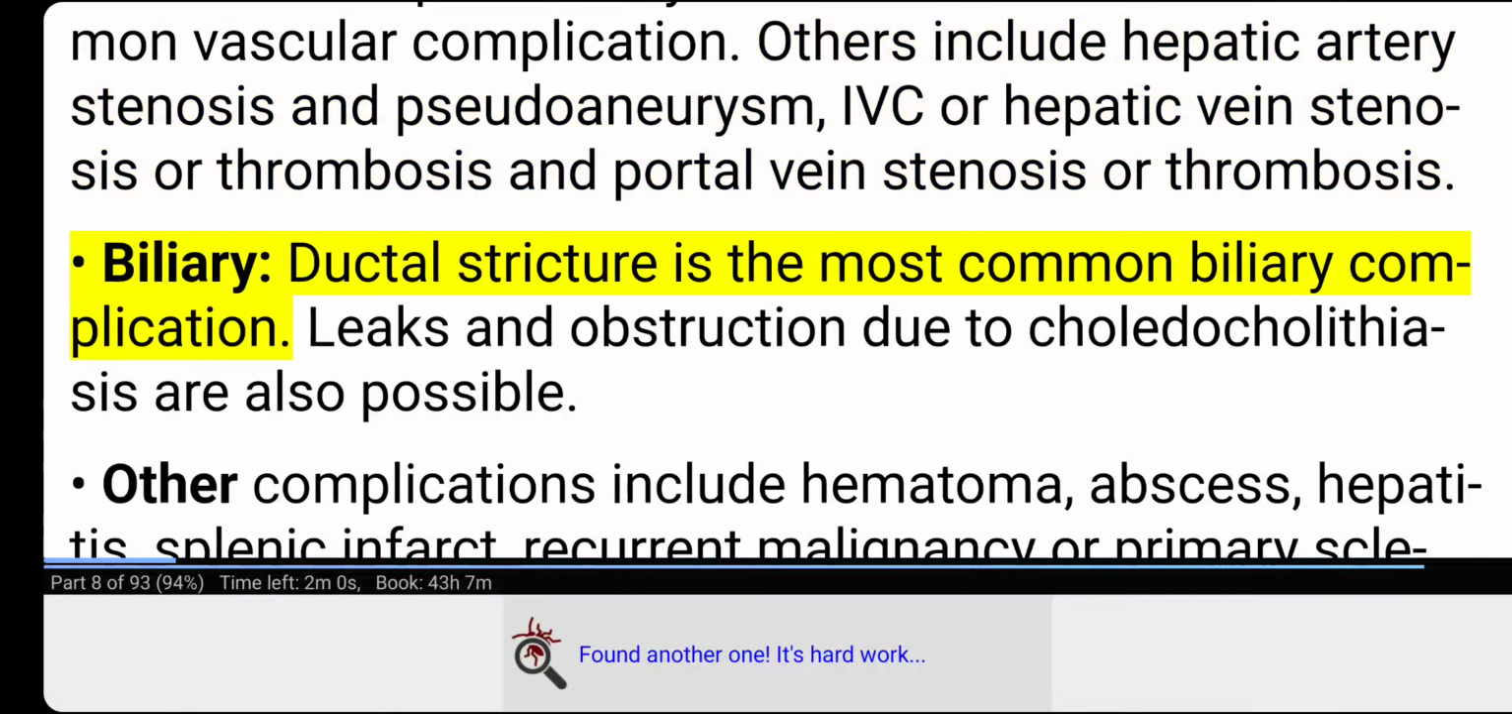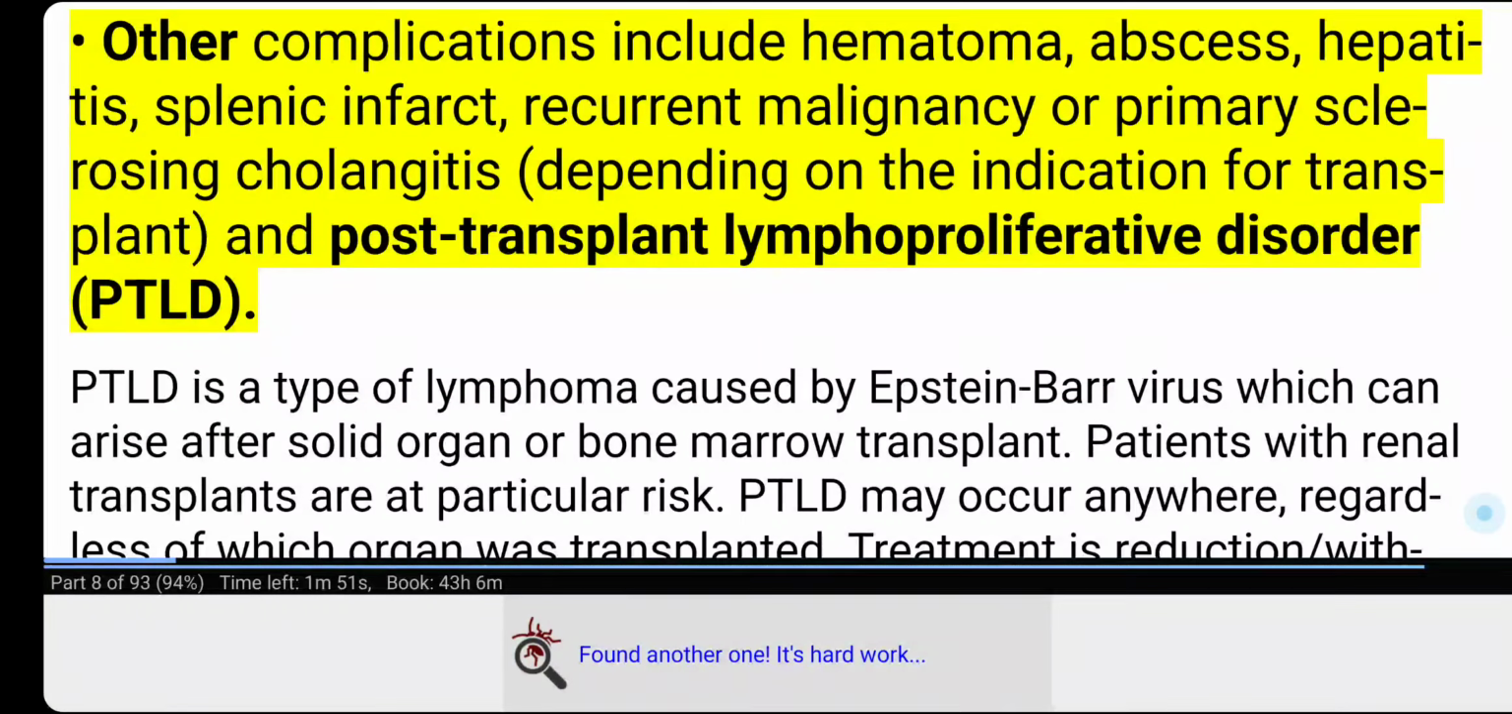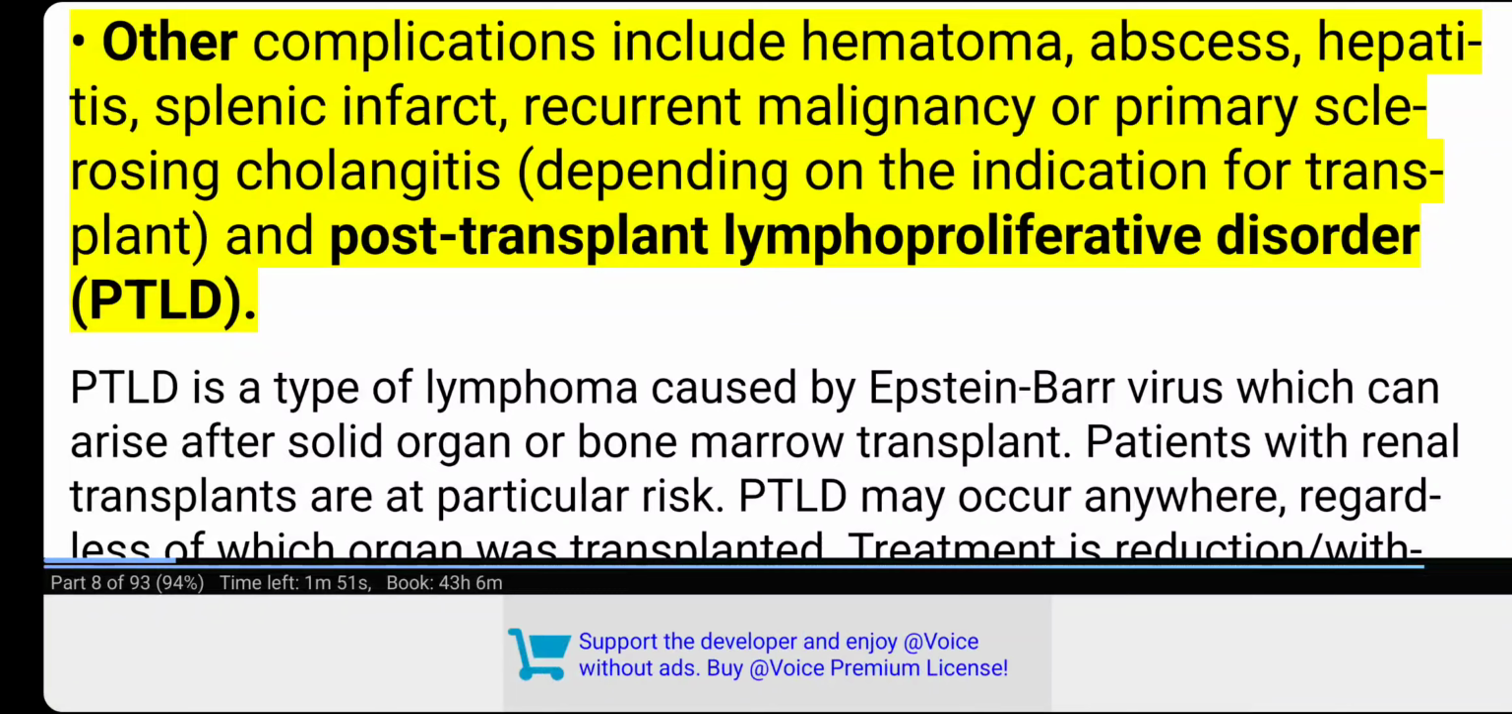Biliary. Ductal stricture is the most common biliary complication. Leaks and obstruction due to cholecystolithiasis are also possible. Other complications include hematoma, abscess, hepatitis, splenic infarct, recurrent malignancy or primary sclerosing cholangitis, depending on the indication for transplant, and post-transplant lymphoproliferative disorder, PTLD.